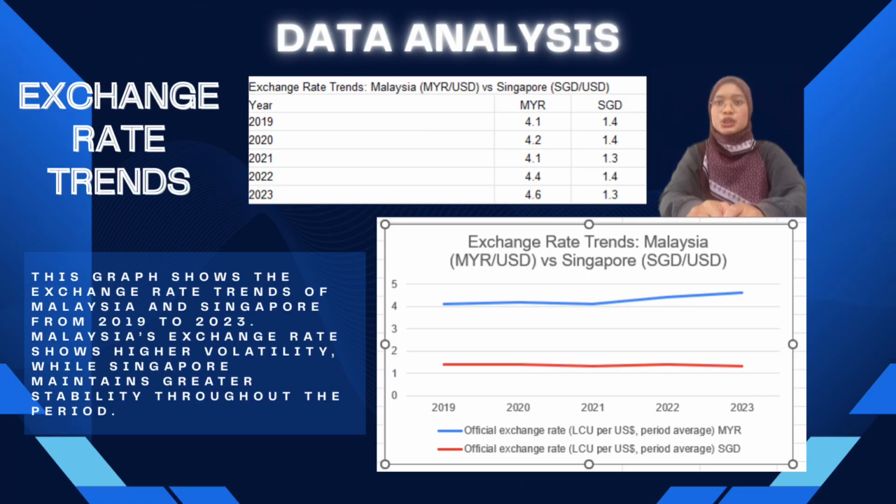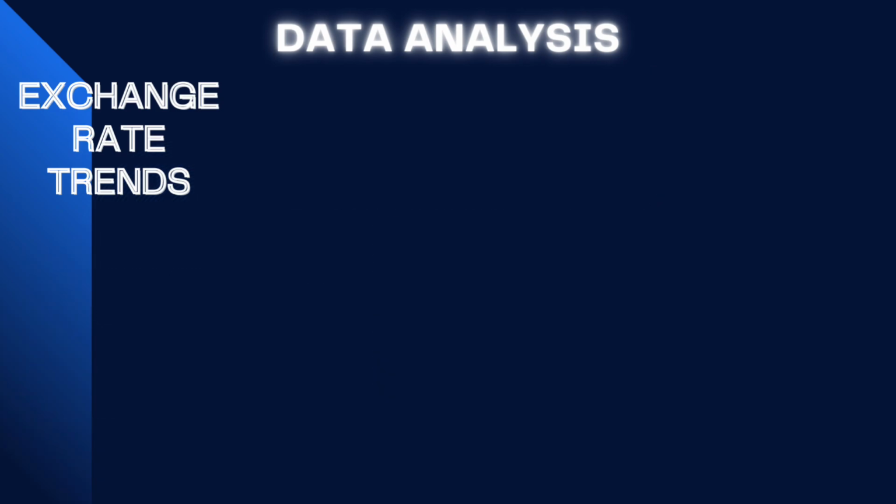This graph shows the exchange rate trend of Malaysia and Singapore from 2019 to 2023. The Malaysian ringgit showed a gradual depreciation against the US dollar, indicating higher volatility compared to Singapore. In contrast, the Singapore dollar remained relatively stable, reflecting strong monetary management and economic stability.